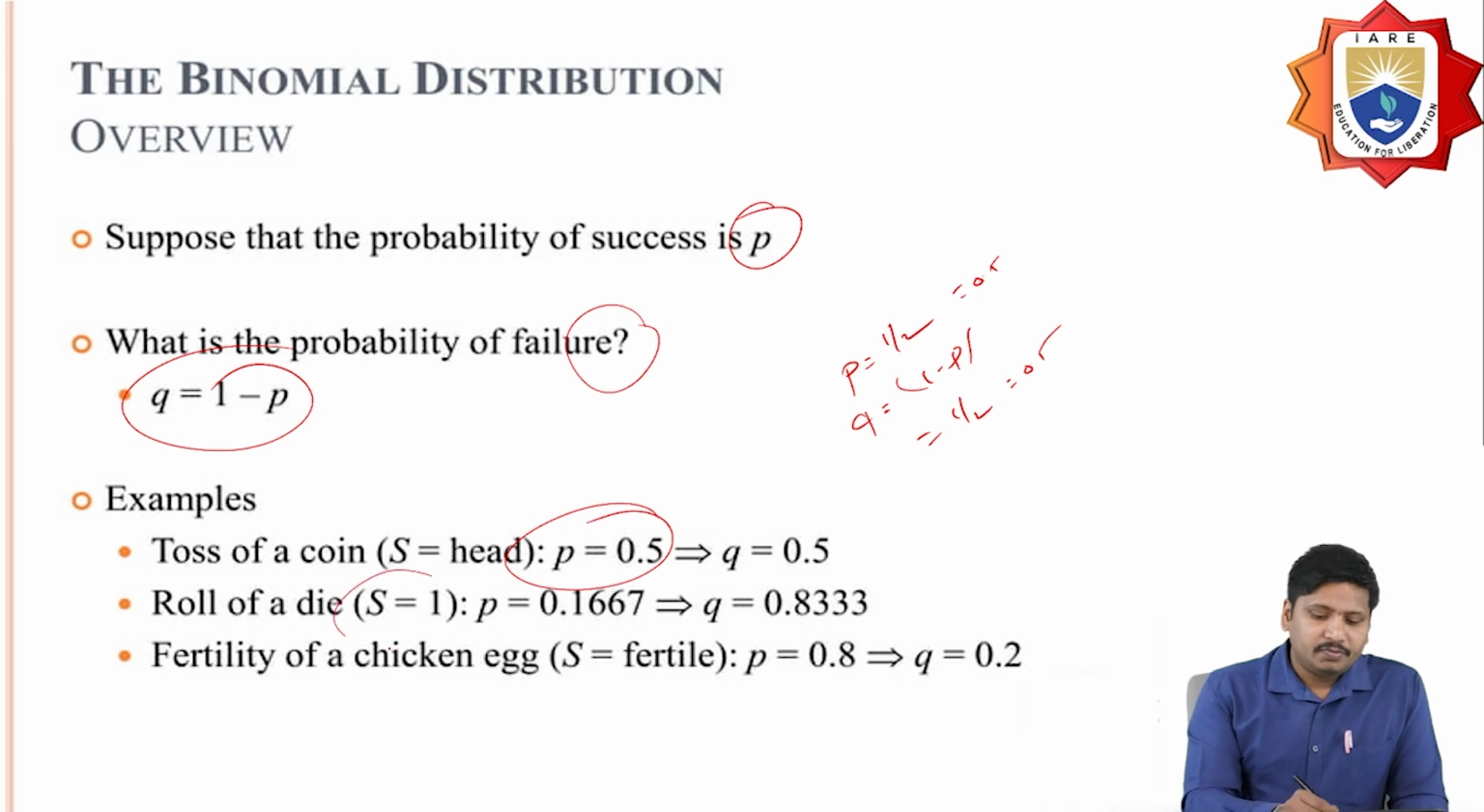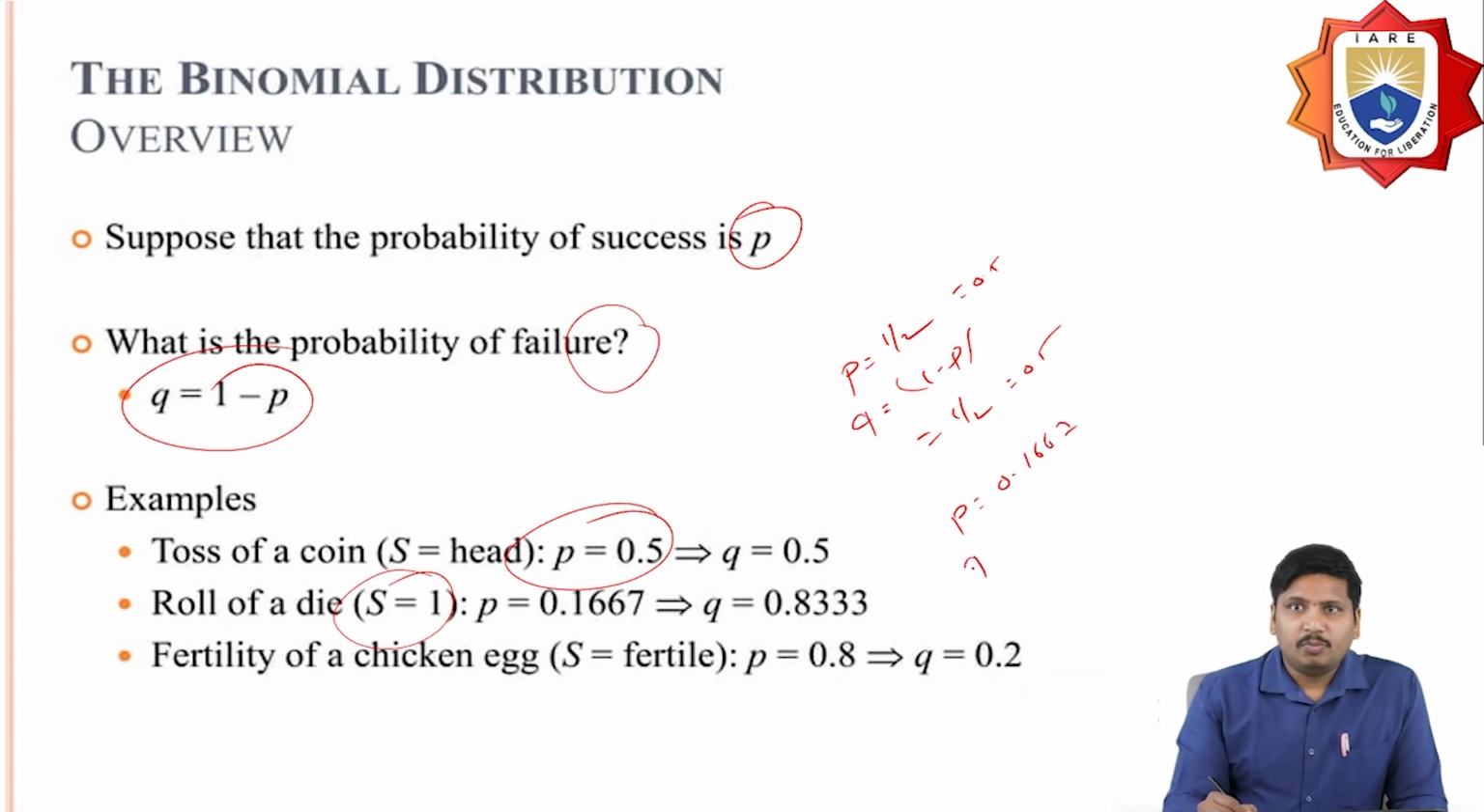Rolling a dice, for getting success equal to 1, the probability is 0.1667. So the probability of failure is 1 minus p, that is 1 minus 0.1667, which is 0.833.